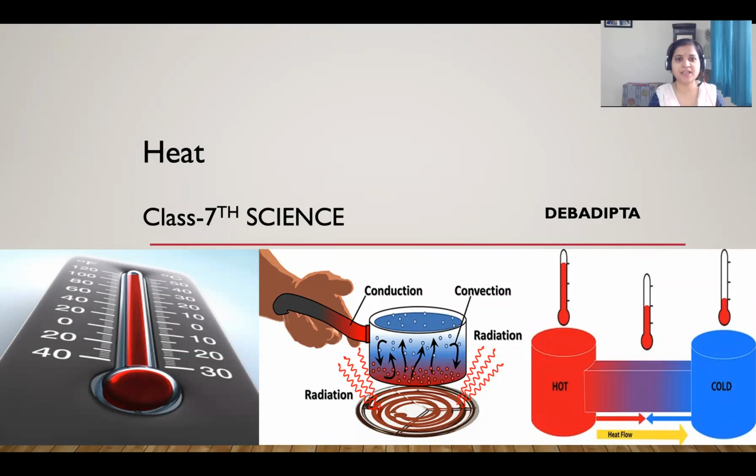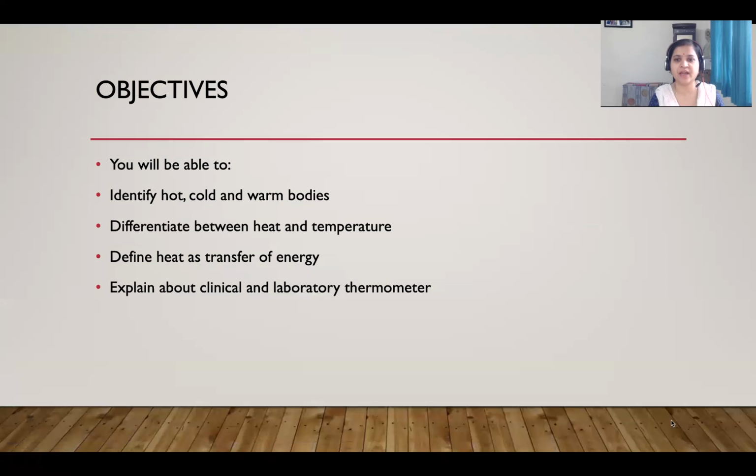Today we will discuss the fourth chapter of class 7 science book, that is the heat chapter. After the completion of this chapter, you will be able to identify hot, cold and warm bodies, differentiate between heat and temperature, define heat as the transfer of energy, and you can also explain about the clinical and the laboratory thermometer.